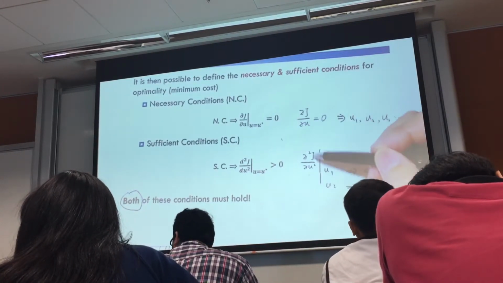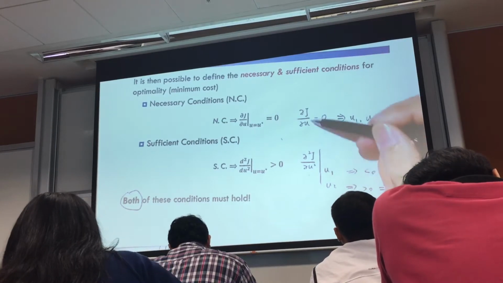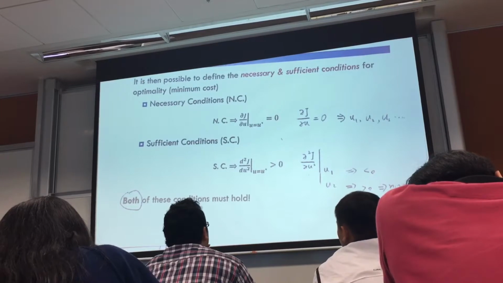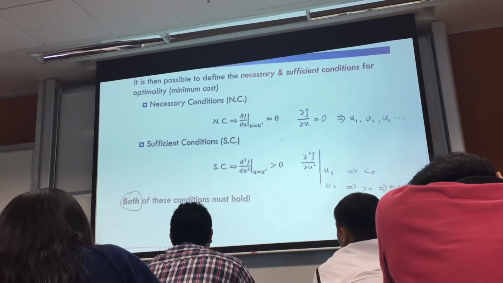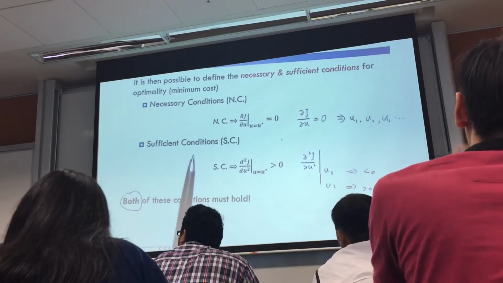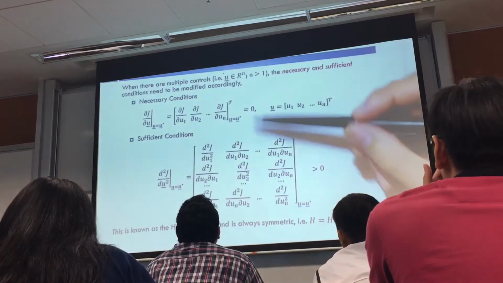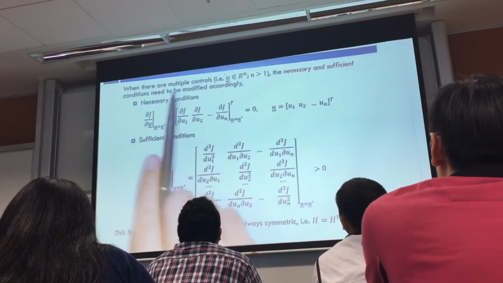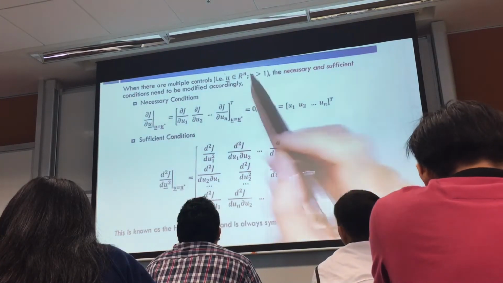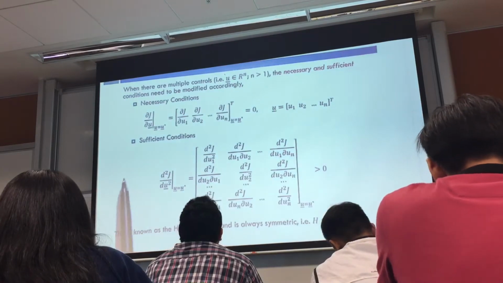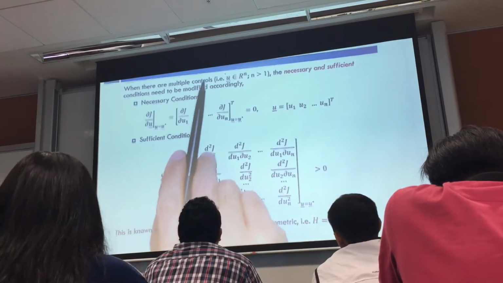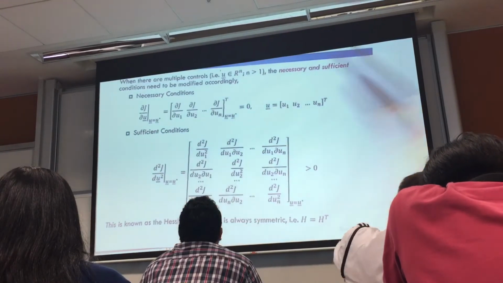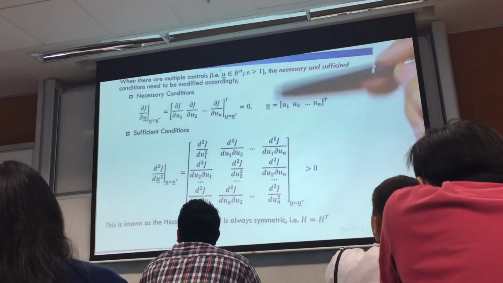So far we have discussed the 1D problem, which is quite straightforward to understand. However, our inputs are not just a single input. Generally, we have multiple inputs. In this case, we can expand the conditions to the n-dimensional space. So what happens when there are multiple controls in the unconstrained problem? This part is very important.